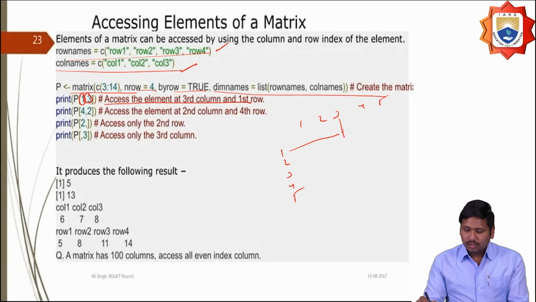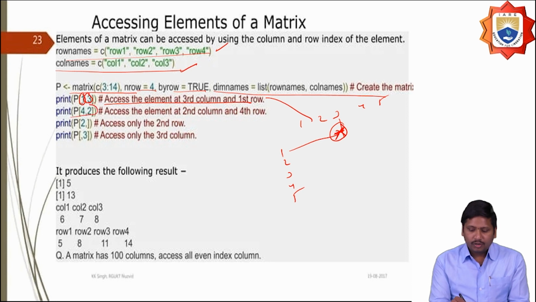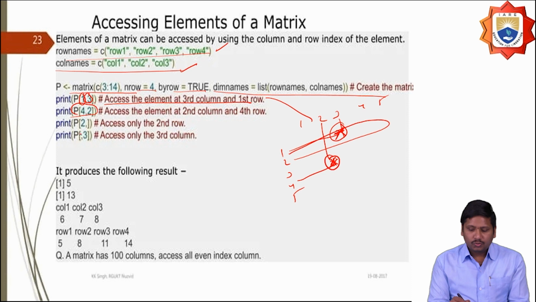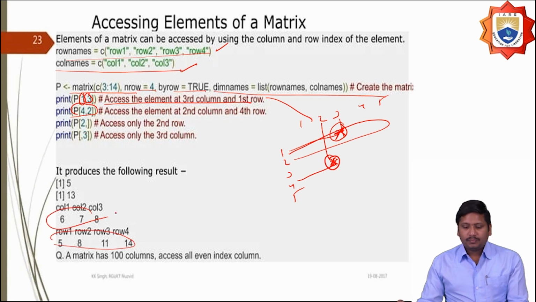That means this indexing accesses that element. Similarly, if I write 4, 2, that means the fourth row and second column, and this element I access with this. To access only the entire row, I write the row index, here 2. To access only a column, it should be 3. Like this, I can get the output.